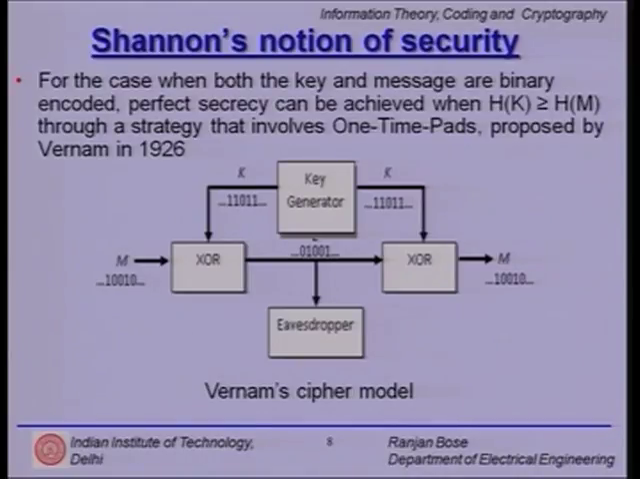Now, for the case when both the key and the message are binary, we have the message M, we use the XOR function, we get another binary stream which is XORed back with the key k, and we get the message. And the eavesdropper uses this binary version. And what Shannon had shown is that for perfect secrecy, we should have H(K), the entropy of the key, greater than or equal to H(M), the entropy of the message. That is, the key should be at least as big as the message. And this was achieved using one-time pads proposed by Vernam.